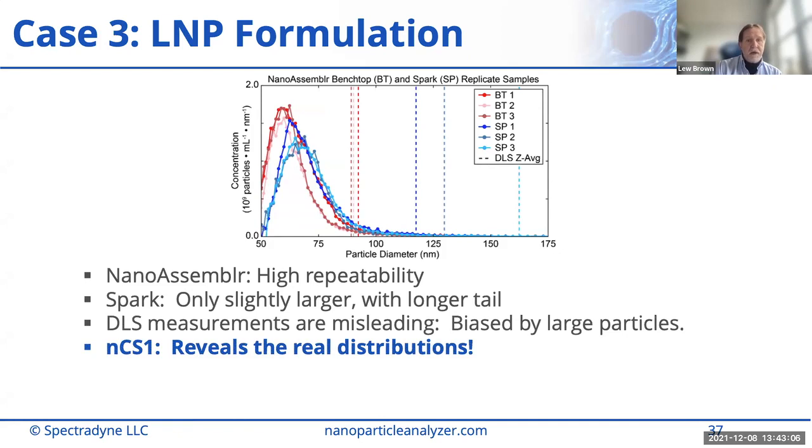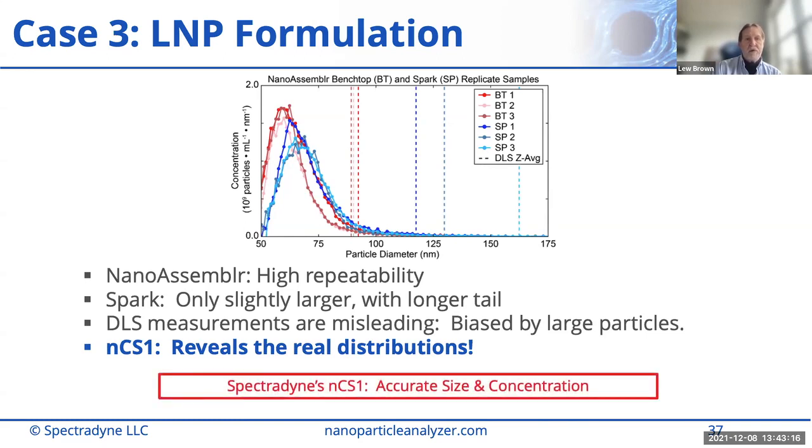And the NCS1 gives you the real distribution that you can actually see features in and you can measure concentration in. Again, that's the real important point we're trying to drive home: the NCS1 gives you both accurate size, a true particle size distribution, not just a Z average, and it gives you concentration information. So with that, I'm going to turn it back over to Jean-Luc to wrap up, and we'll be ready for questions.